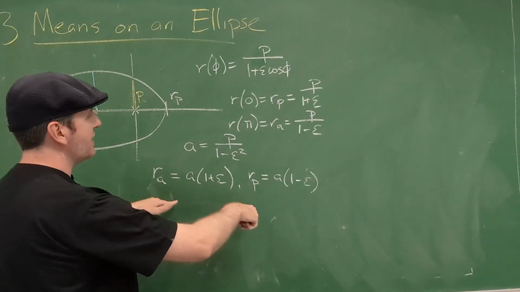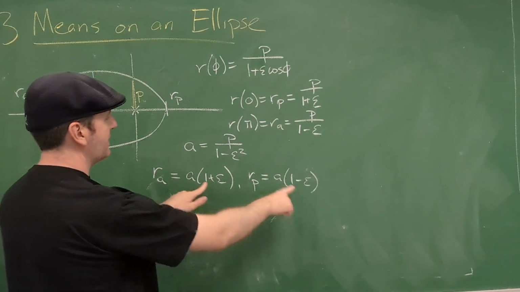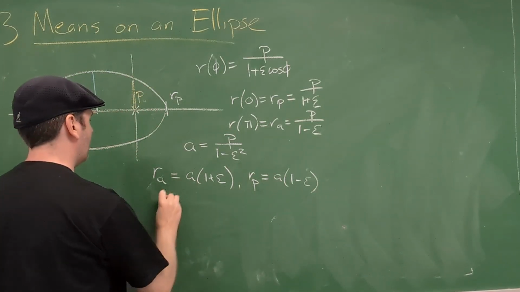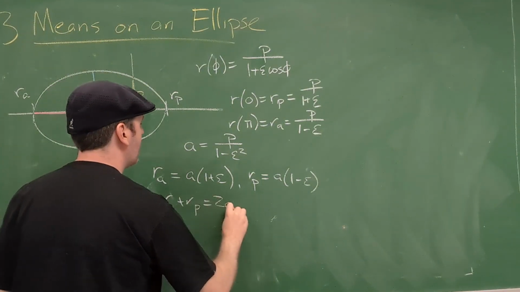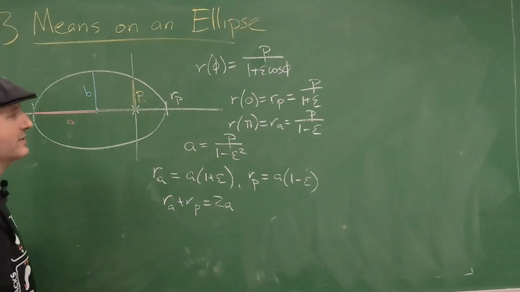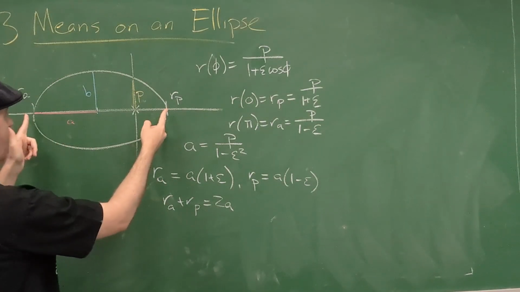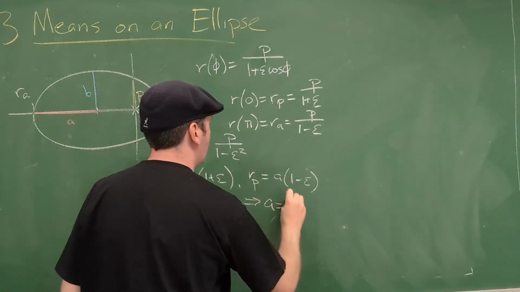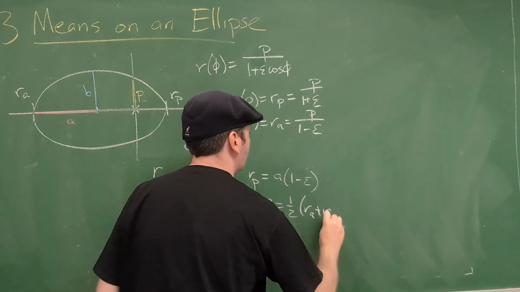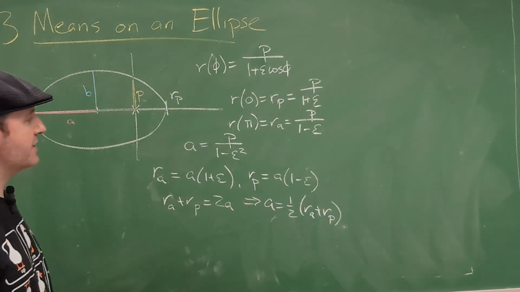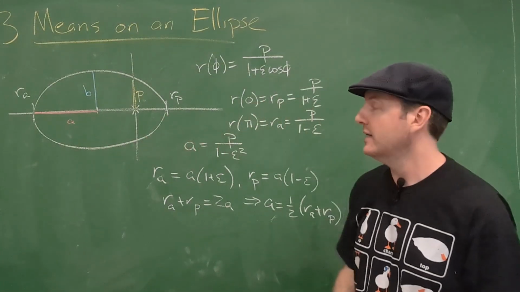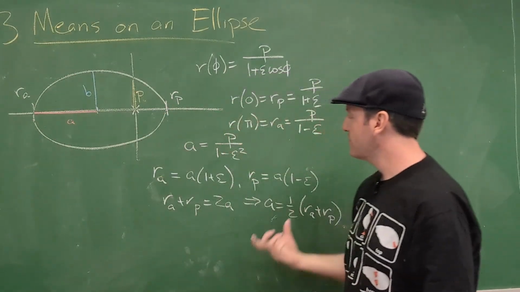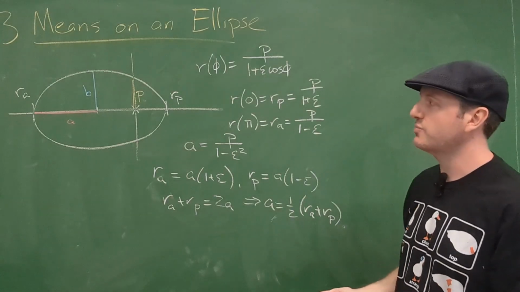Now, it's very easy to add these 2 together. Notice that the A times epsilon and the minus A times epsilon will cancel, and I'll end up with 2A. RA plus RP equals 2A. Of course, we already knew that because the semi-major axis is half of this distance, so the sum of these should equal 2A. And notice that what that tells us is that A is half of this sum. In other words, the semi-major axis is the arithmetic mean of the periapsis and the apoapsis. So there's one average, one mean that comes out of this pretty nicely.